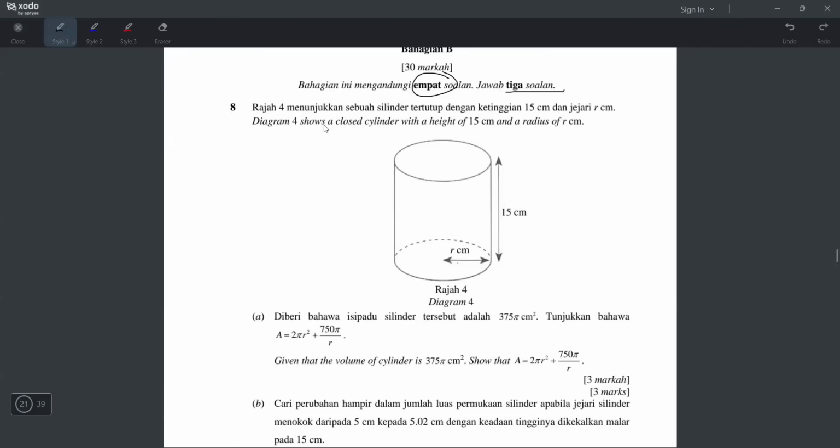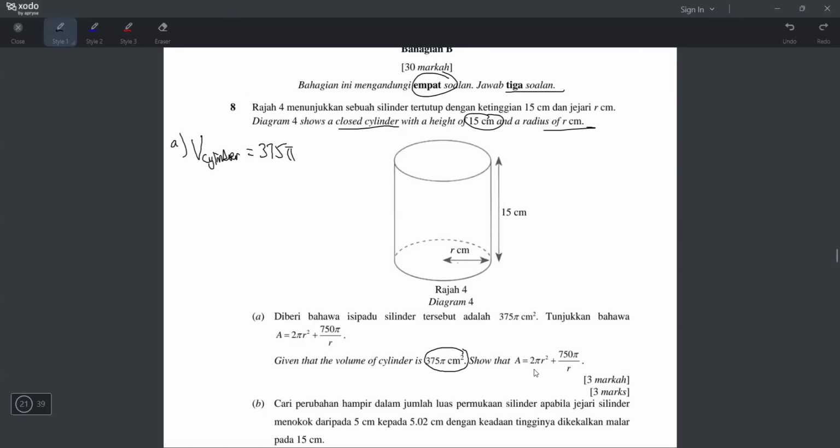Okay, number 8, diagram 4 shows a closed cylinder. So dia adalah cylinder yang tutup with a height of 15, radius R. So I can see it here, height 15, radius R. Okay, soalan A dia kata given that the volume of cylinder is 375 pi cm square. So kita ada volume of cylinder formula sini. Okay, not a formula lah, but they give you the answer for the volume, 375 pi. Okay, and then show that the A is equals to this.